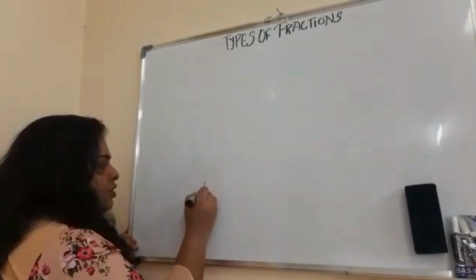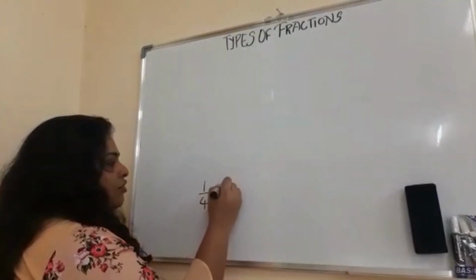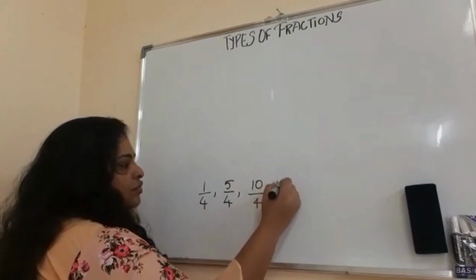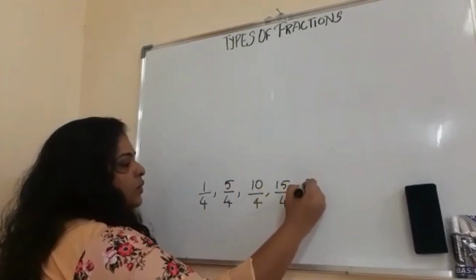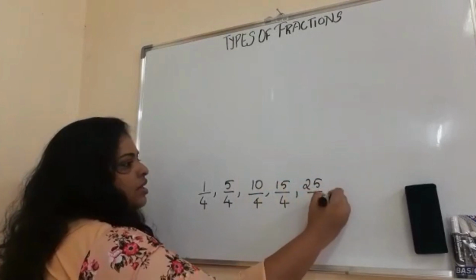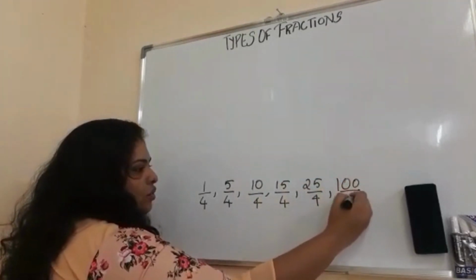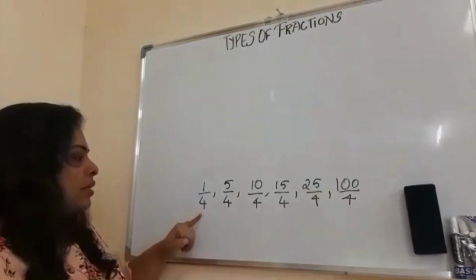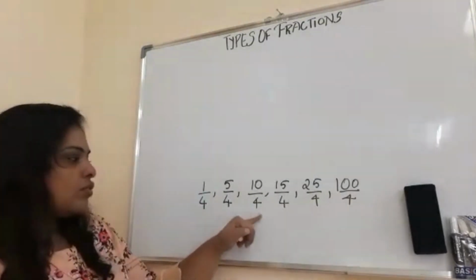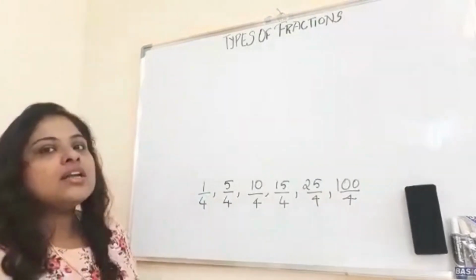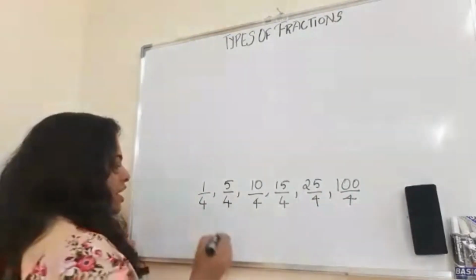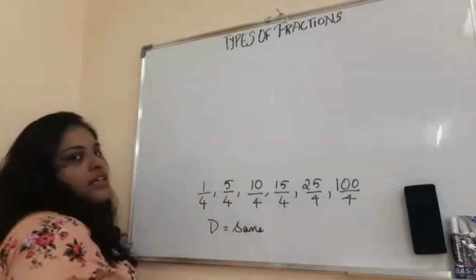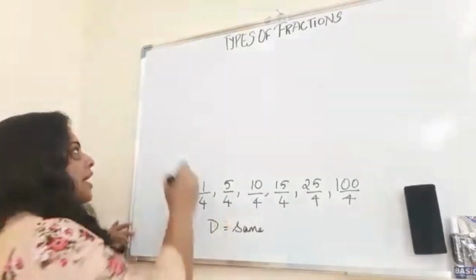If we write 1 by 4, 5 by 4, 10 by 4, 15 by 4, 25 by 4, 100 by 4. What is common here? If you see, we have the denominator 4 here, 4 and 4. All the denominators are 4. That means if all the denominators are the same, then these kinds of fractions are known as like fractions.